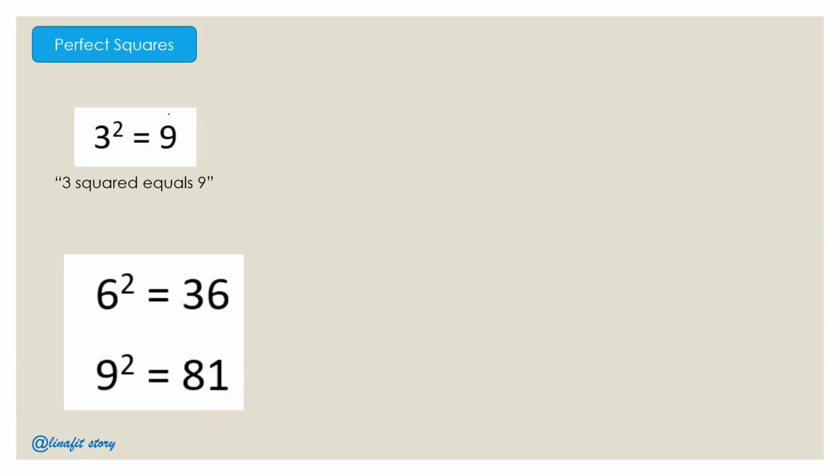How to square a number? We can square a number by multiplying it by itself. For example, what is 3 squared? 3 squared equals 9. Squared is often written as a little 2 like this. The little 2 says the number appears twice in multiplying. 3 squared, 3 times 3 equals 9. 6 squared equals 36. 9 squared equals 81.